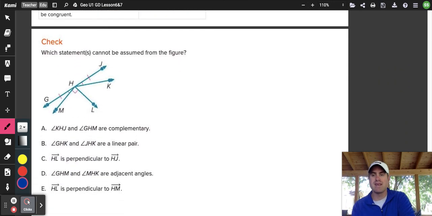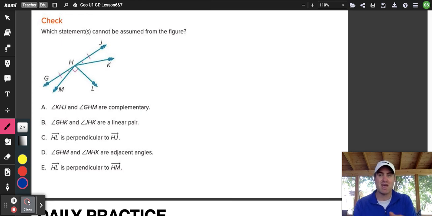So here we go, we're going to go through it. Now we've got some information here. Do you notice we've got some markings? We've got this tick mark, meaning HJ is congruent to HG. We now know that these two little angles are congruent, and we know that this is a right angle. So now we can look at each of these and decide which ones are true and which are not. KHJ and GHM are complementary. Complementary means they form a right angle. Those do not. Those are congruent, not complementary.